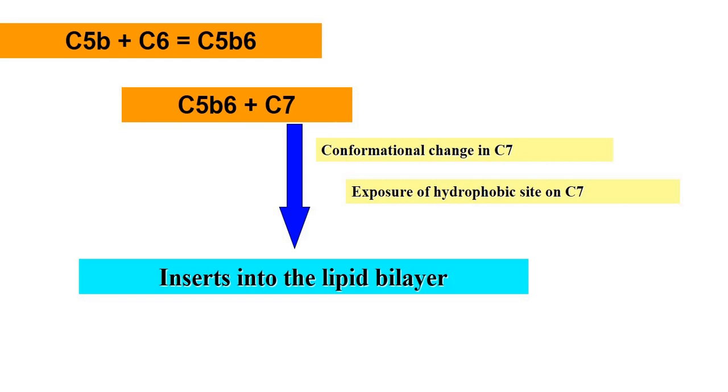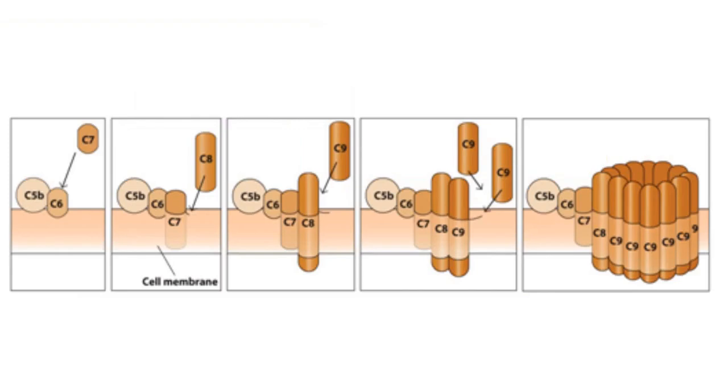After exposure, it will insert into the lipid bilayer. After insertion into the lipid, this is our C5b, C6, C7. C7 will undergo conformational change. It will bind with C8, and the last player is C9. Once C9 comes, it will form a polymerization reaction, and this way a well will be formed.